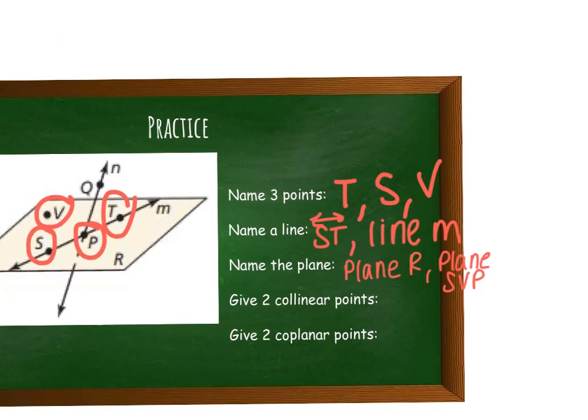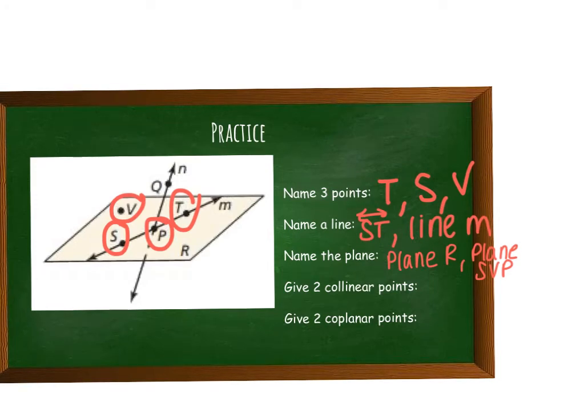Okay? Now, one thing I want you guys to know, you couldn't have labeled it SPT. You have to include this V. Why? Because these three lie on a line. So there could have been multiple planes that you could be talking about, okay? So remember, in order to form a plane, it needs to be 3 points, but they can't all be on the same line, okay? They have to be coplanar, but not collinear, all right? So now it says give 2 collinear points. You could just put S and P, and then give 2 coplanar points. We could put P and V.